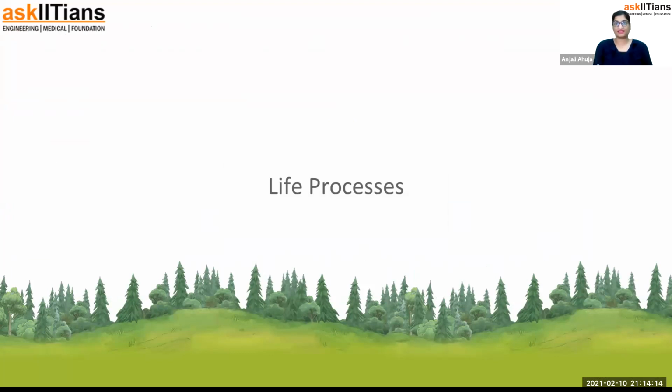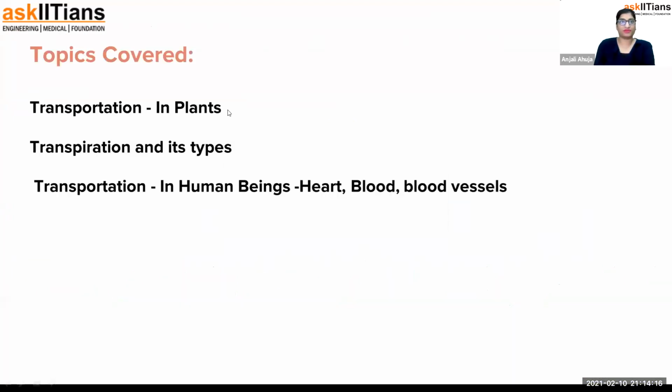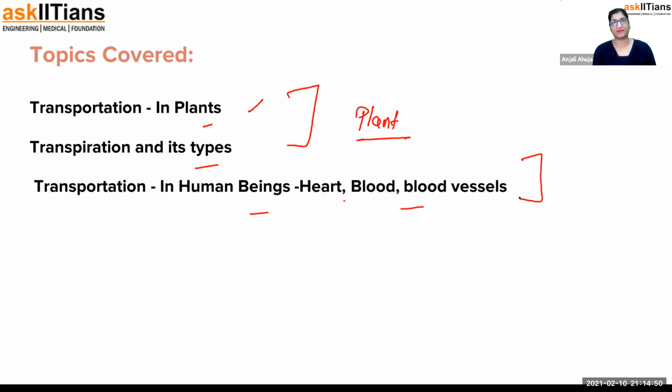So the first thing is, let me show you what we are going to cover. We will be covering transportation in plants, and then transpiration and its types. I suppose I have kept my pen somewhere, but that's fine, I'll see that later. So transportation in plants, transpiration and its types, and transportation in human beings and blood vessels. So this we have to cover in the plant, and then further we will be talking about the animals, as in humans.